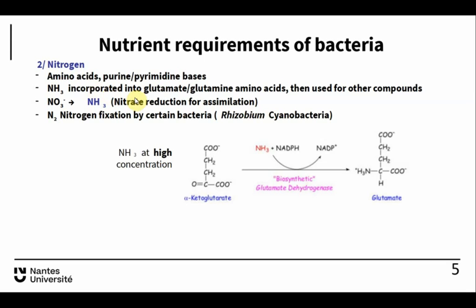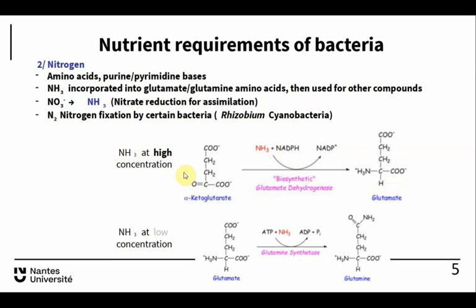So for this incorporation, two very frequent reactions are used. One is the incorporation of ammonium ions or ammonia into alpha-ketoglutarate, with just one reaction to produce glutamate. You've got this ketone group here, which is replaced by the amine group from the ammonium. So one simple reaction or step, and that's it. You've incorporated this ammonium into an amino acid. That's when ammonium is at high concentrations.